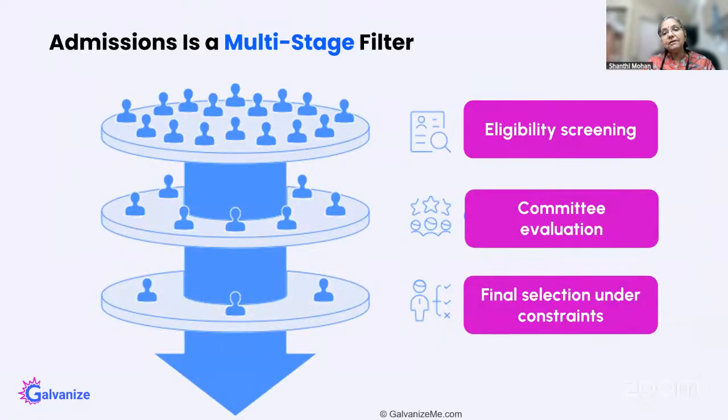So this is the multi-stage filter: eligibility screening, very important. And then it goes through a committee. Committee reads, multiple people read one application. And then after looking at the various constraints they have, they make sure that this student really clears all the filters and gets selected. So now let's talk about the stage one eligibility screening.